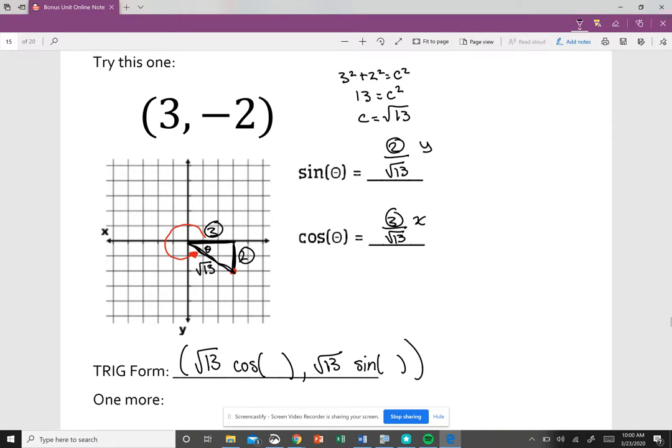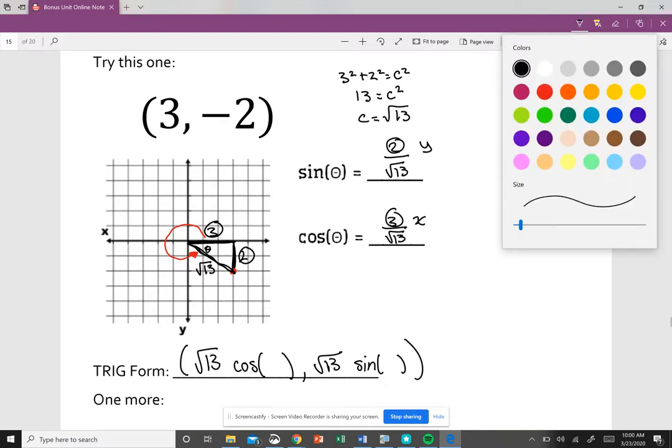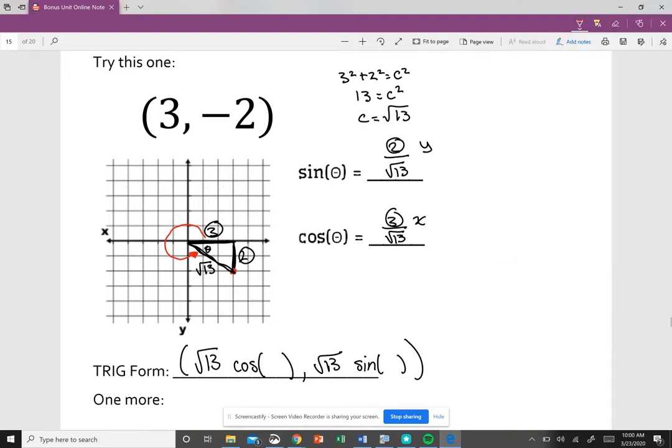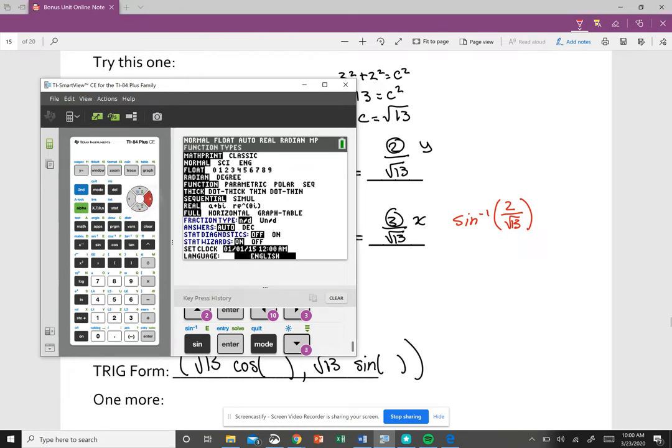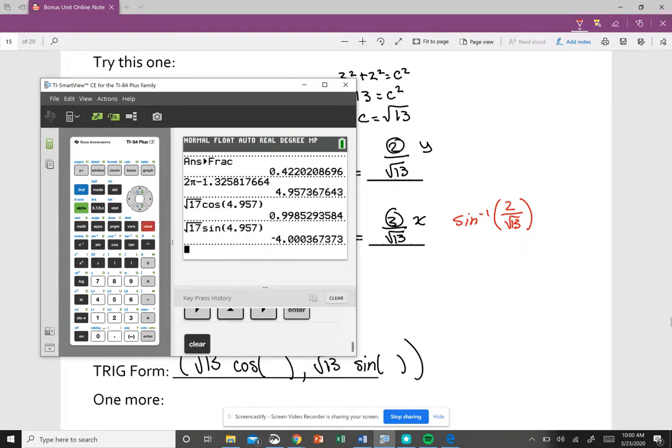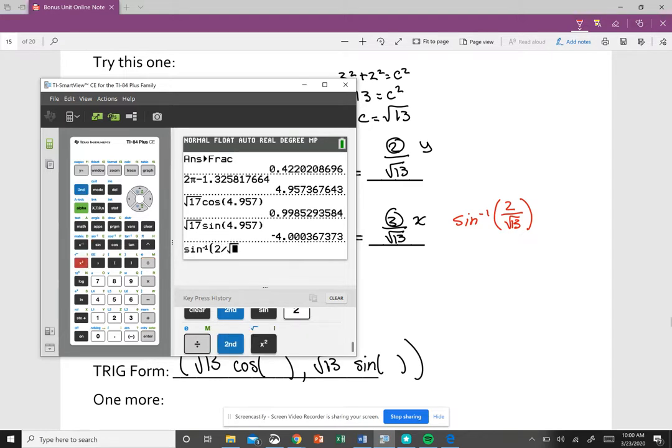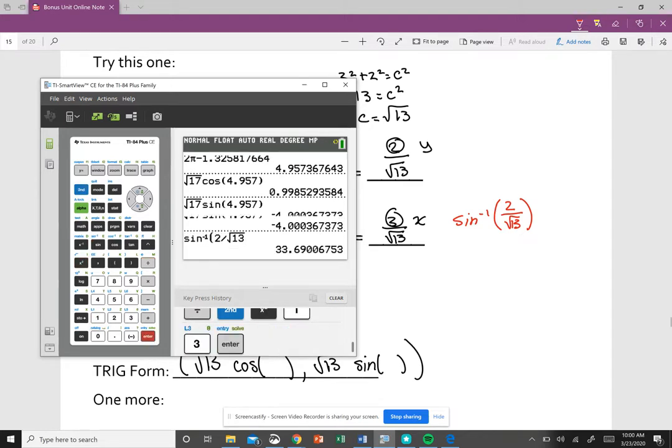It's fine. Okay, so we have 3, 2, theta, square root 13, all these things. Okay, so what we're going to do is we're going to now use inverse. I'm going to do inverse sine again. So we're going to do sine inverse of 2 over square root 13. So I pull out my handy dandy calculator, and I'm going to switch my mode. So now I'm in degrees. So I want sine inverse of 2 over the square root of 13. And I get that we're about 33.69 degrees.